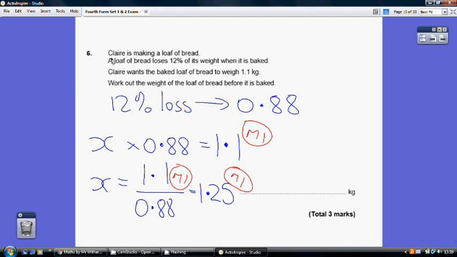Now this is a reverse percentage situation. We're trying to work out the original weight when we know that the final weight is 1.1. The baked weight is 1.1. So our original weight times 0.88 equals 1.1. So dividing both sides by 0.88, our original weight is 1.1 divided by 0.88, which is 1.25 kilograms.